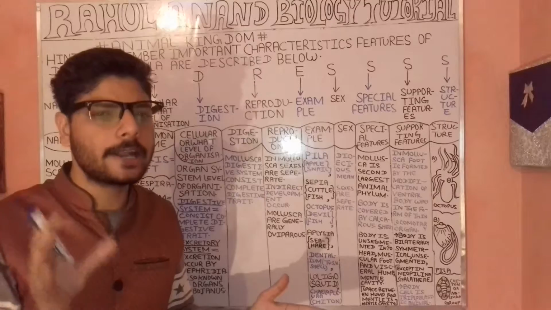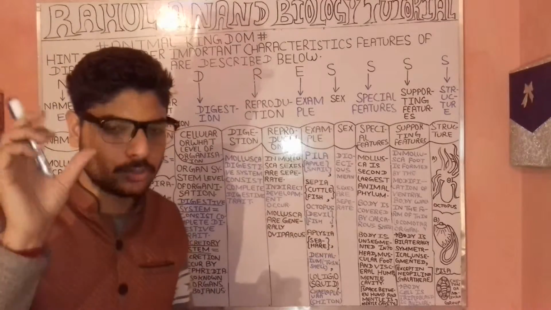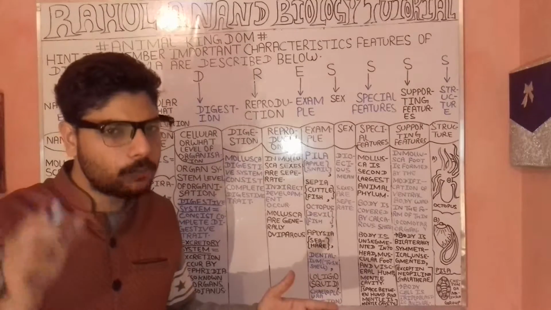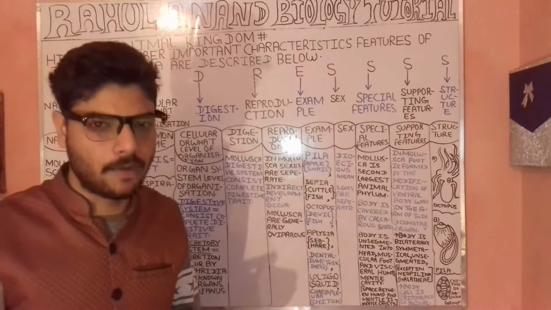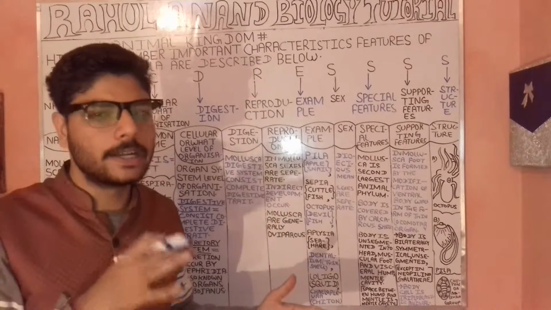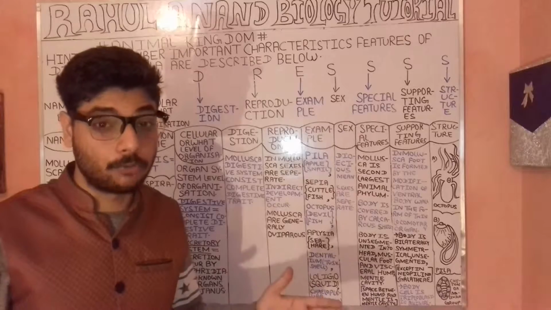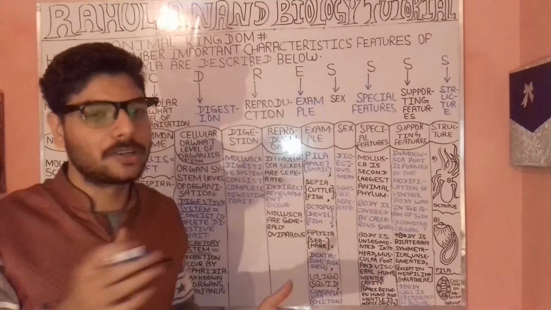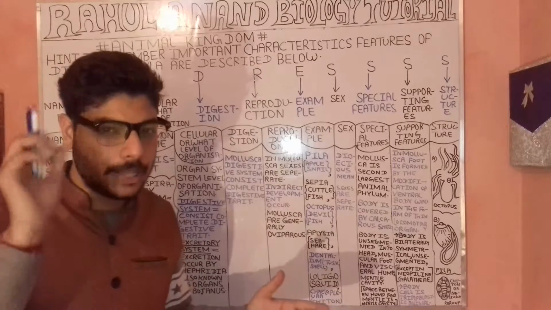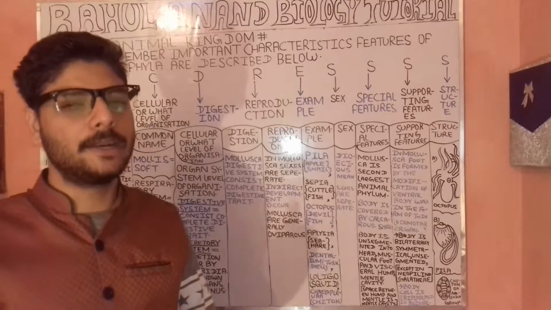Let's understand what these terms mean. N stands for the name. E stands for the environment. C stands for the common name. Then we have D, which stands for the mode of digestion. Then R, which means reproduction. Then E, which stands for the example.